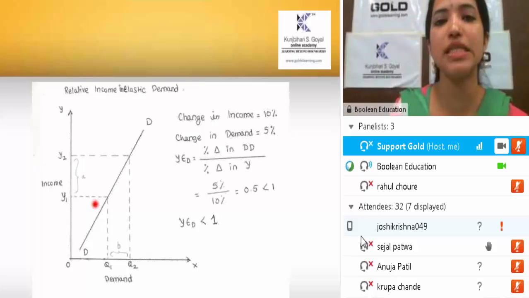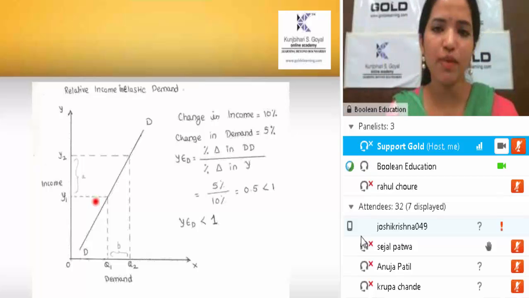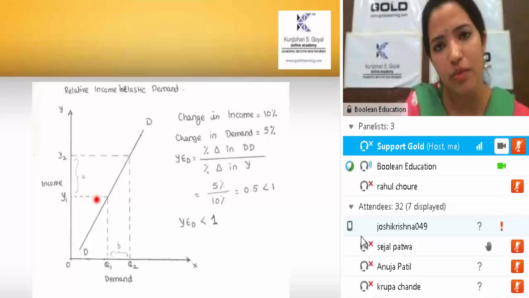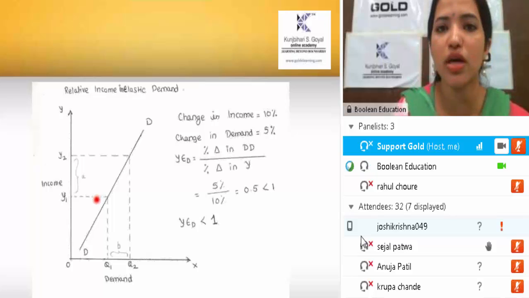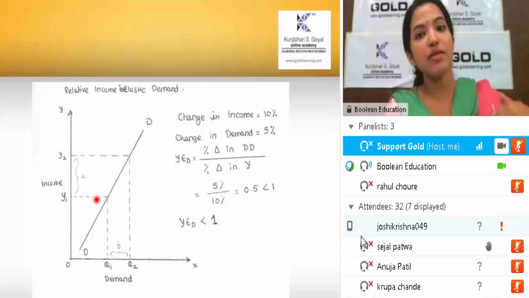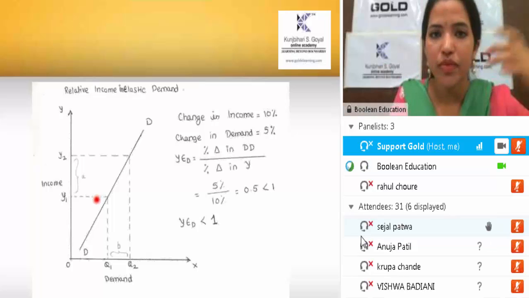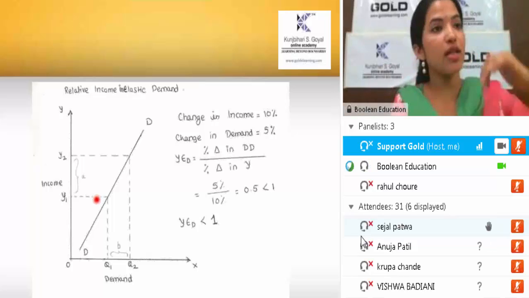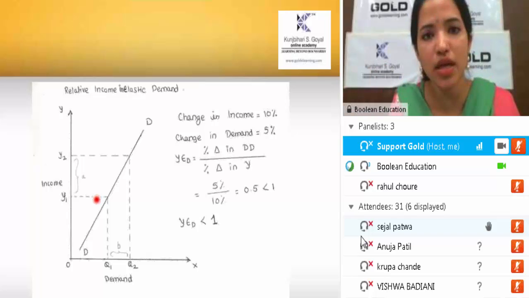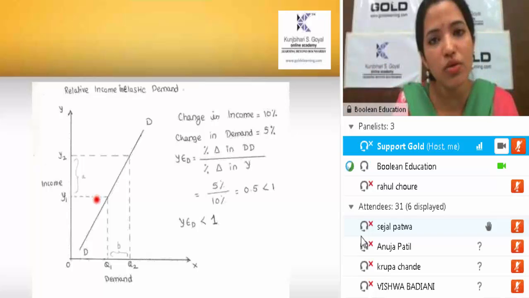They have said necessities is the example. Simple thing, take food grain. Consider the rice or whatever you need at home. As your income increases, will you start eating more in the same proportion? If you eat 4 times a day and your income increases, will you start eating 8 times a day? No. You will eat 4 times a day only.